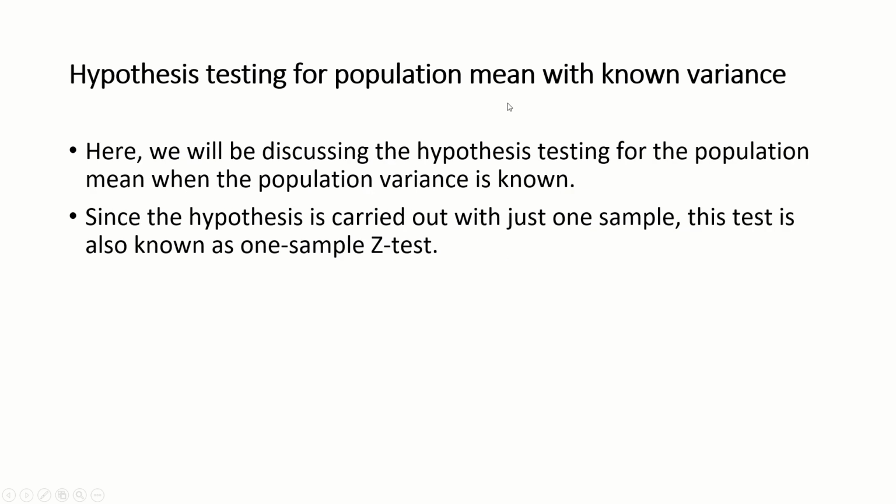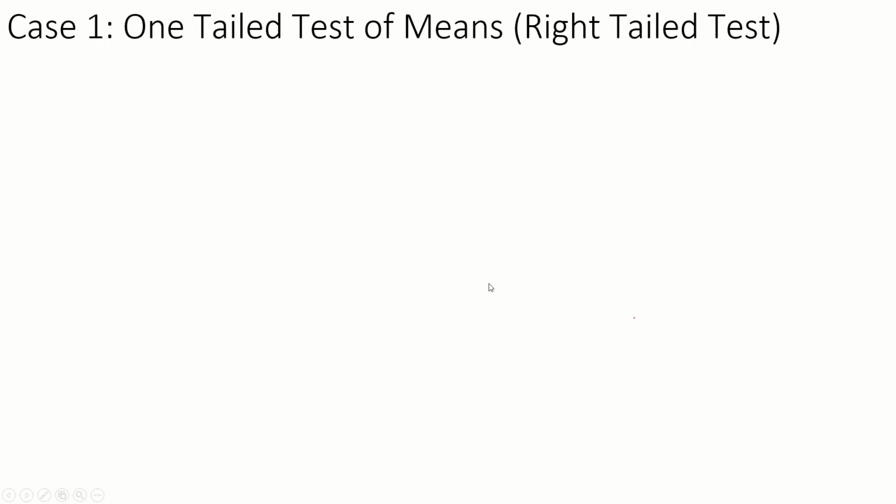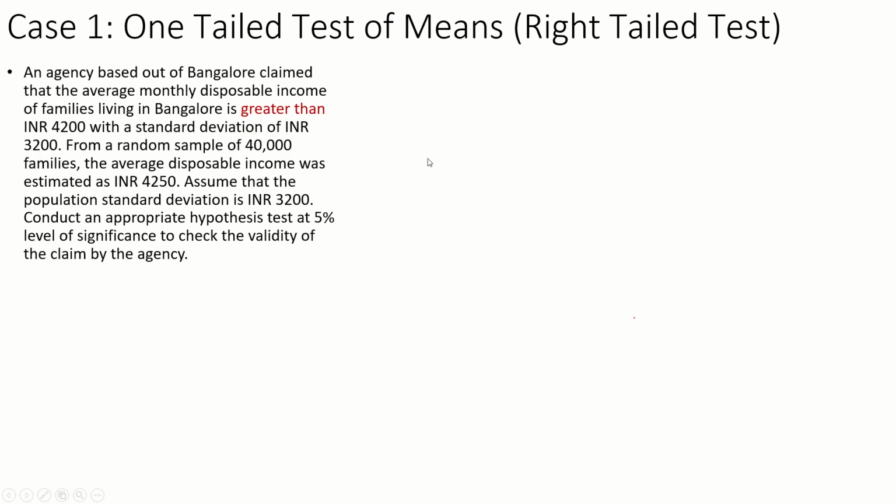Hypothesis testing for population mean with known variance. Here we are going to discuss hypothesis testing for the population mean when the population variance is known. Since the hypothesis is carried out with just one sample, this test is also known as one sample Z test. So, one tail test of means. This is a case that we are going to discuss here.